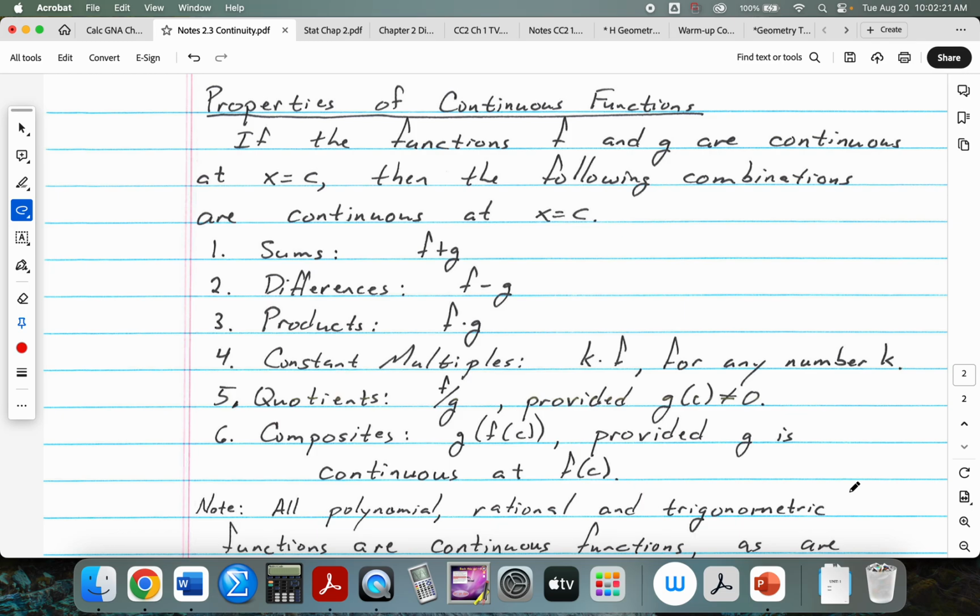Now, quotients you have to be careful about. The quotient will work provided that g of c is not equal to 0, because then you have 0 in the denominator, and this function does not exist at that point. So it can't be continuous. And then composites, g of f of c. This works provided that g is continuous at f of c, whatever that turns out to be.